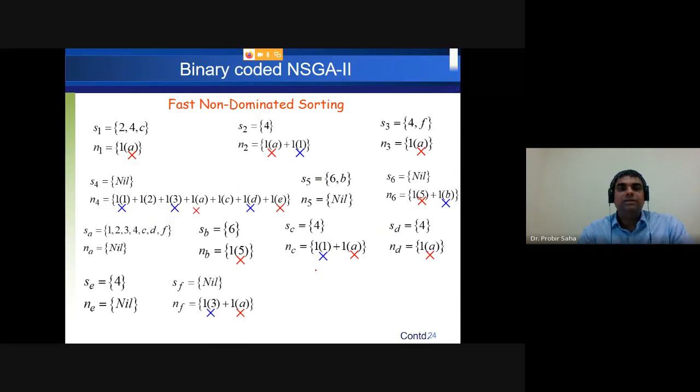Now, this again I will explain with the help of this very nicely made hand calculation, right? Now, as I said, for each and every solution, you have to calculate S1, N1. So for each solution, you have S and N. N, as I said, is a domination count. That means here you can see the domination count is 1. That means there is only one solution that is better than solution number 1.